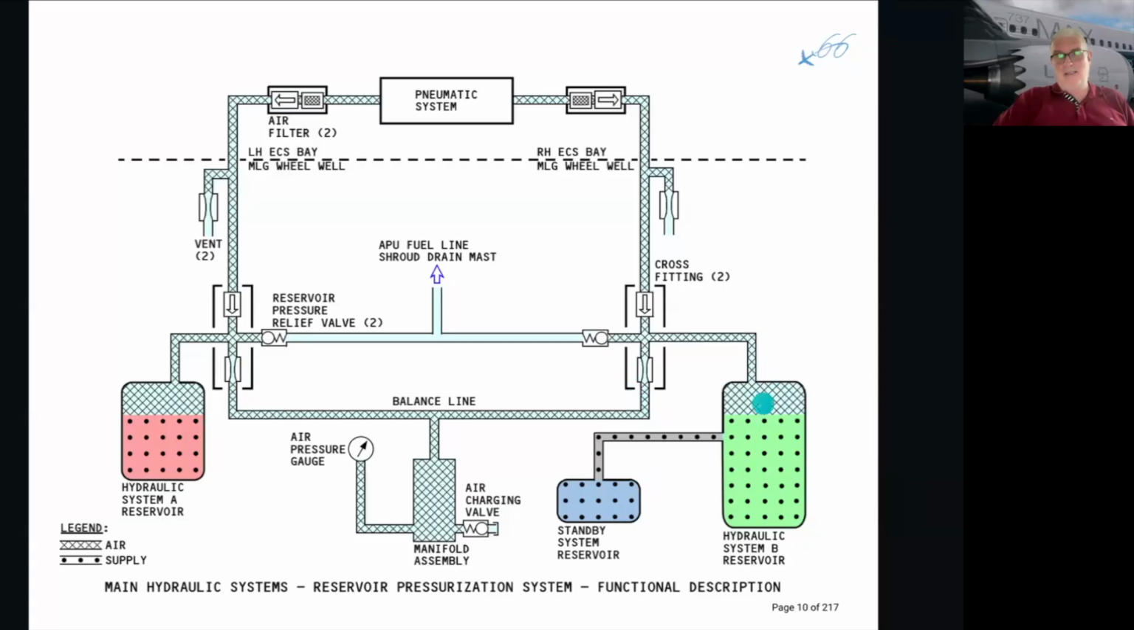Here you can clearly see the standby system reservoir. It's on this stand pipe. The way it's constructed, this one doesn't need to be pressurized because the stand pipe is always under the level of fluid. That means that this standby system reservoir is always full because this is the last resort. The standby system reservoir is the last resort hydraulics. We'll see later on why.